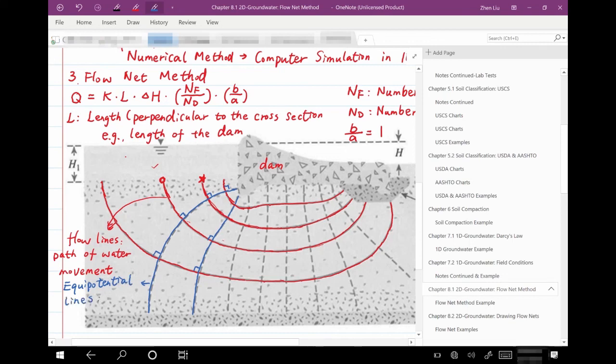And the meaning of an equipotential line is that all the points on that line should have the same total head. So the total water head should be the same on one equipotential line. Here, if nothing is mentioned, we are talking about total water head.